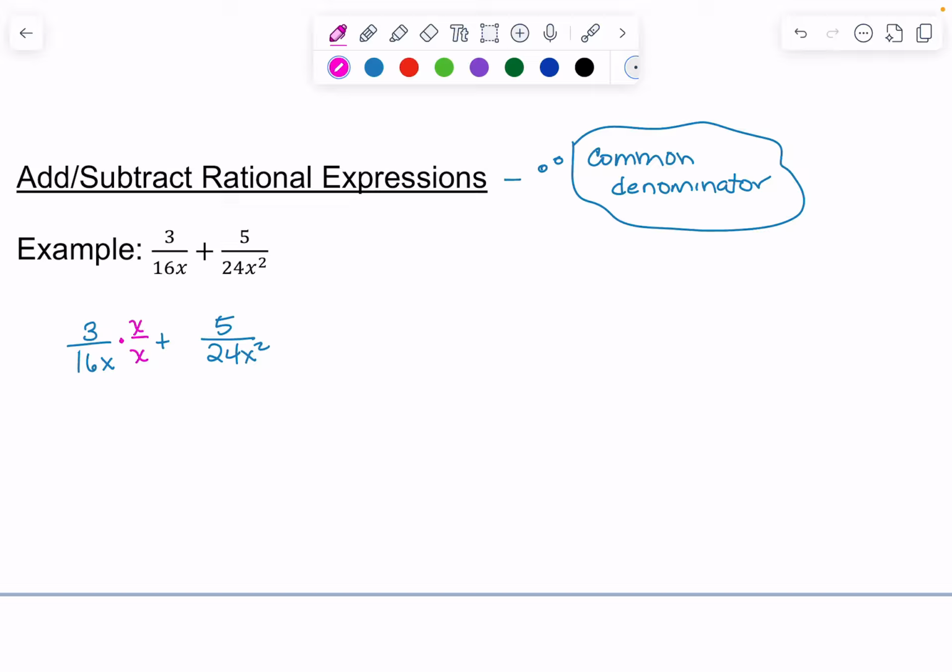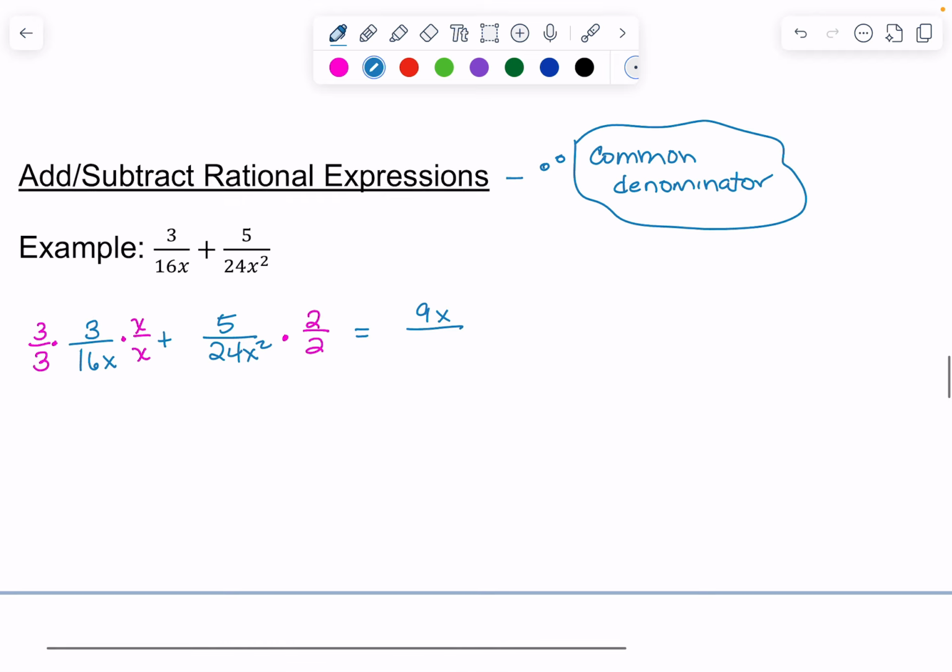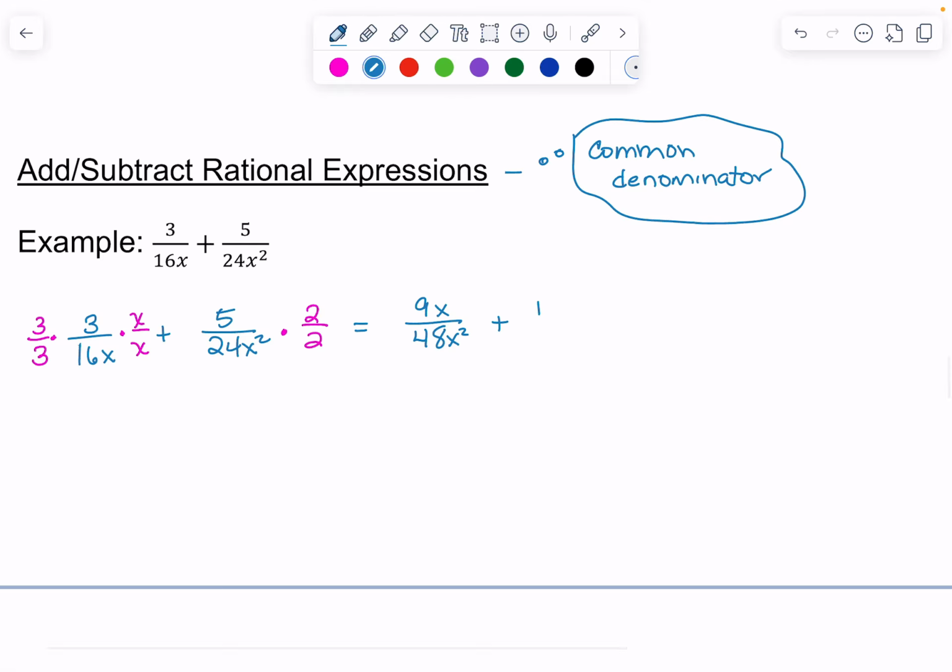So thinking of common things between them, let's see. 32 would be the next biggest one for 16, but I don't see that working for 24. So let's go to times 3, which would give me a 48 here, and I'm going to multiply this one by a 2. Okay? So multiplying all those together in the first term, I get a 9x over a 48x squared plus a 10 over 48x squared.